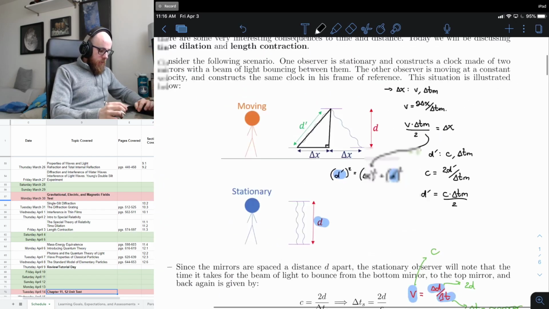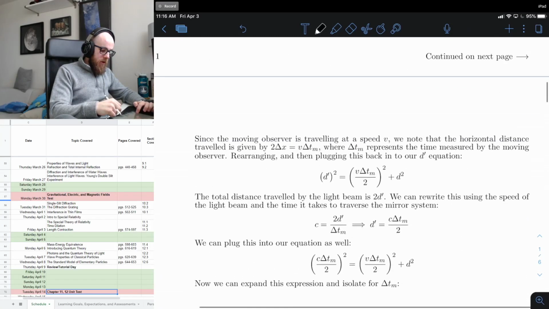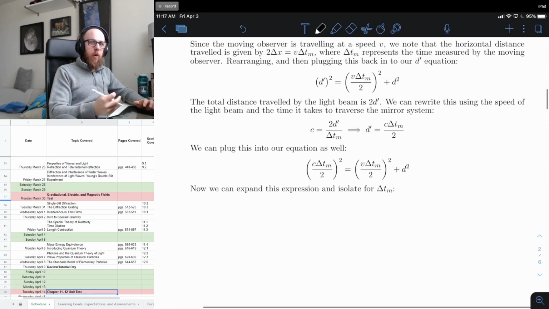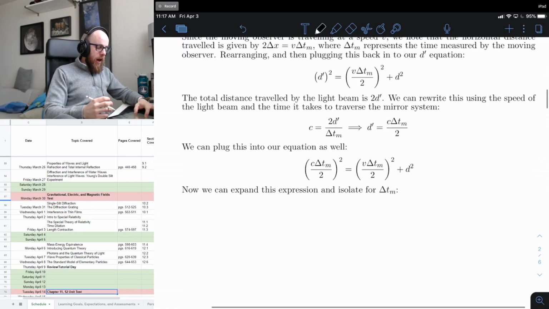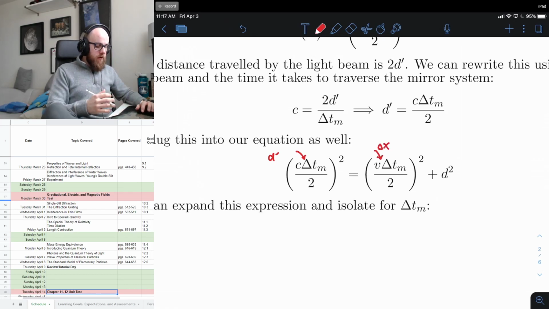Okay, so I'm going to come down here in my notes. I've kind of done all of this explanation already, so if anything seems weird, just double check there. But essentially, when I make those two substitutions, when I plug in c delta tm over 2 and v delta tm over 2, I saw that this thing in here was equal to d prime, and this thing over here was equal to delta x. So I've made those two substitutions here.